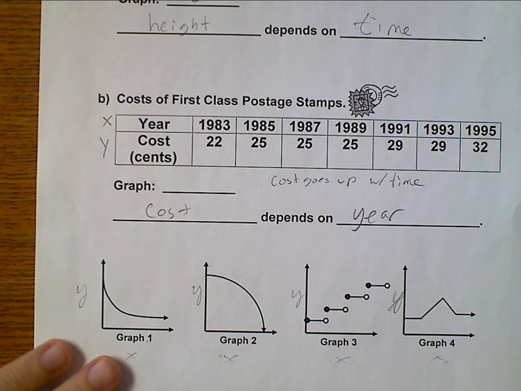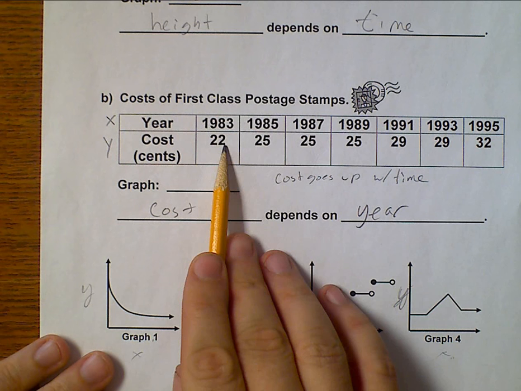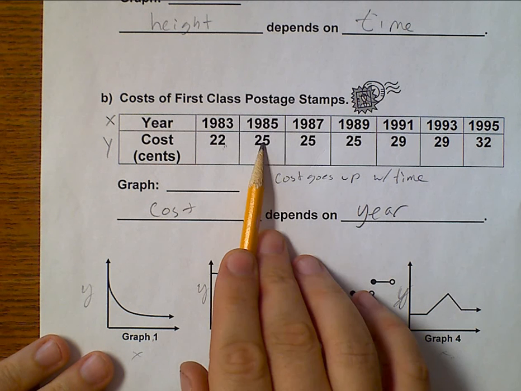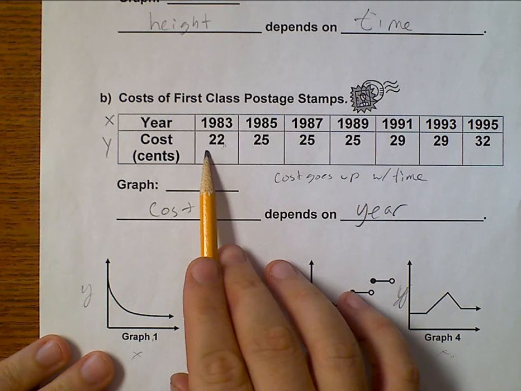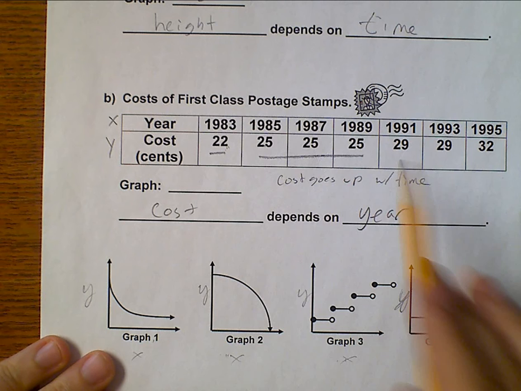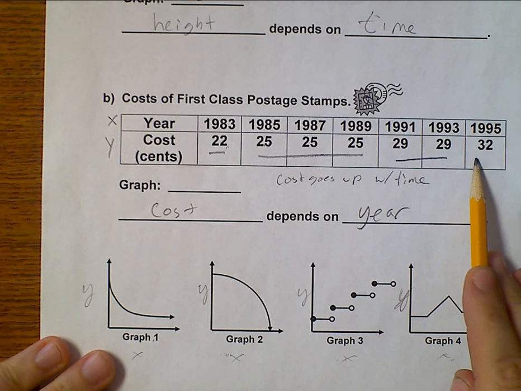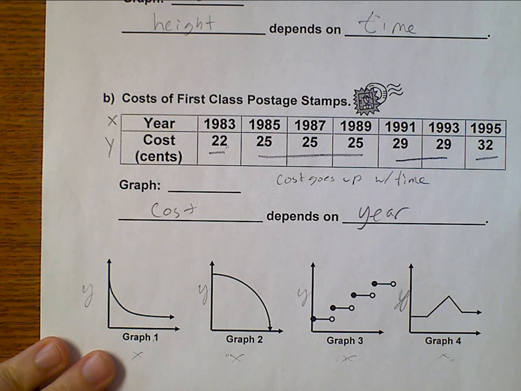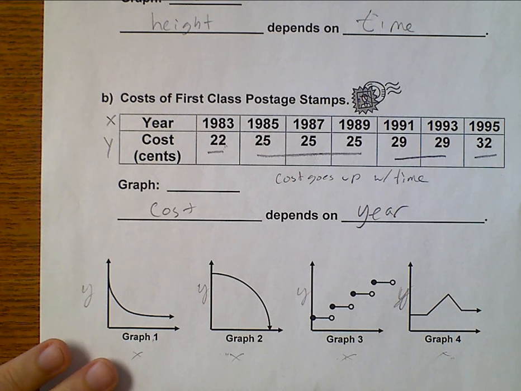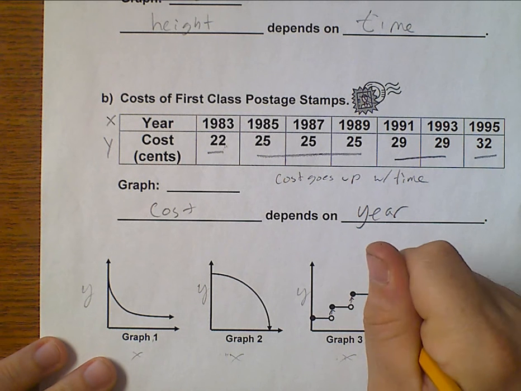And if we'll notice, it stayed 22 cents all the way up until 1985. And then it stayed the same all the way to 89. And then it stayed the same to 93. And then 95, it stayed the same again. And so we're actually looking for a bunch of flat spots that jump up. And that's what graph 3 gives us.